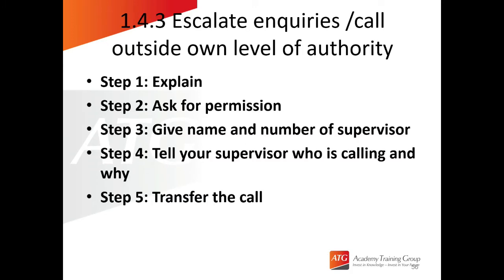Now, escalating calls outside your own level of authority. Firstly, you need to explain why you're not able to deal with it, because they will be expecting you to deal with it. Explain why you're not able to deal with the problem at your level. Ask for permission to go to a supervisor. Give the name and number of your supervisor. Then, of course, tell your supervisor who is calling and the reason why you're unable to assist, and then transfer the call appropriately.